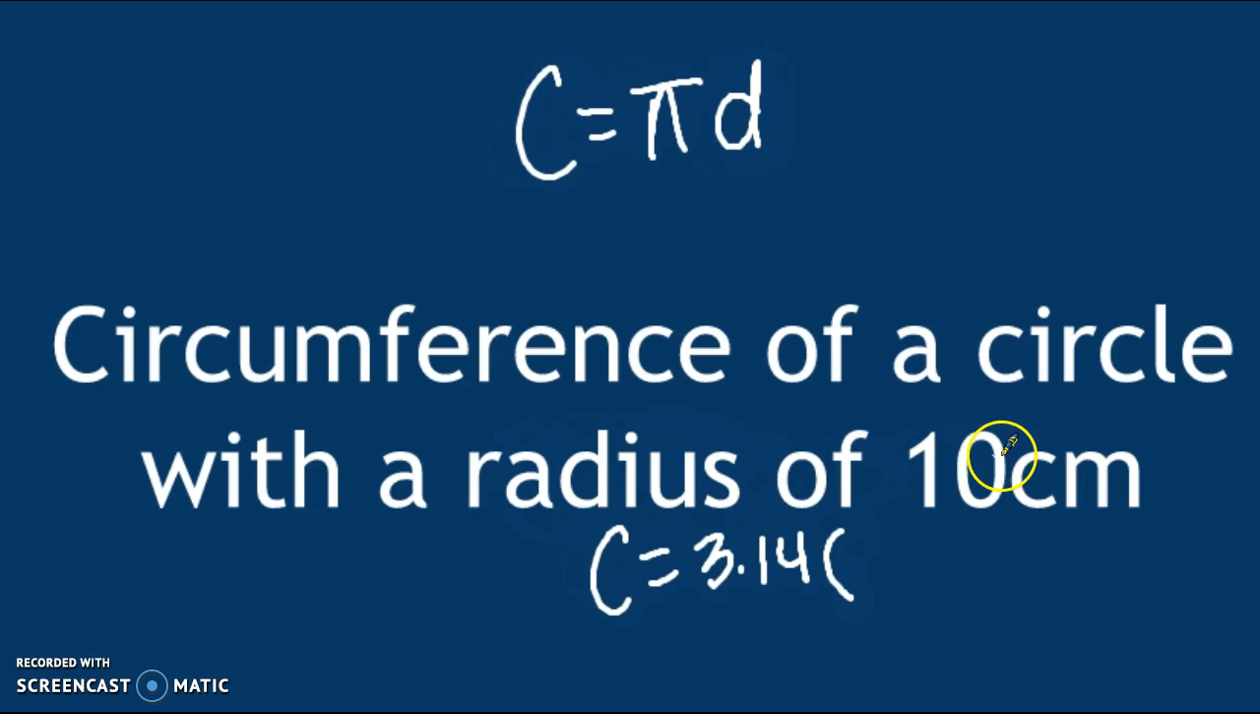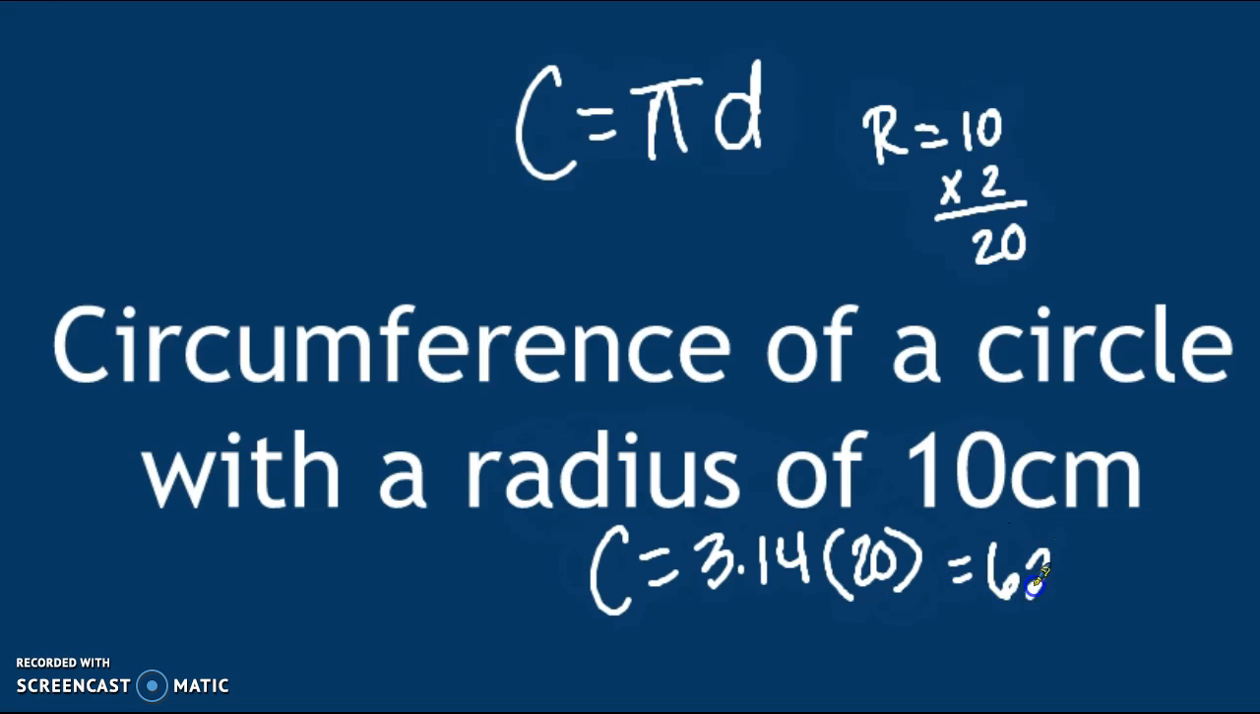This says radius is 10. If the radius is 10, then we have to double that to get that the diameter is 20. 3.14 times 20 is 62.8 centimeters squared.